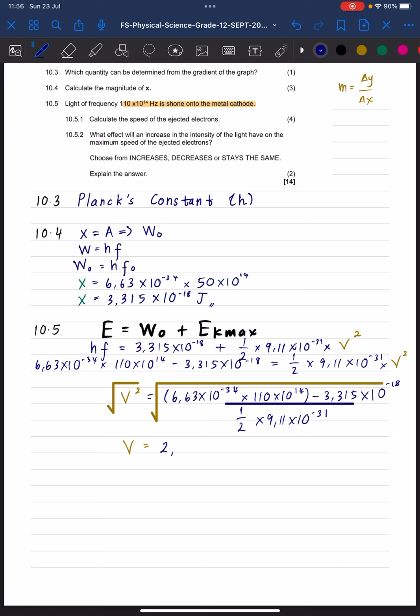So 2.955 times 10 to the 6 is the answer that you get. Don't forget your units, meters per second.